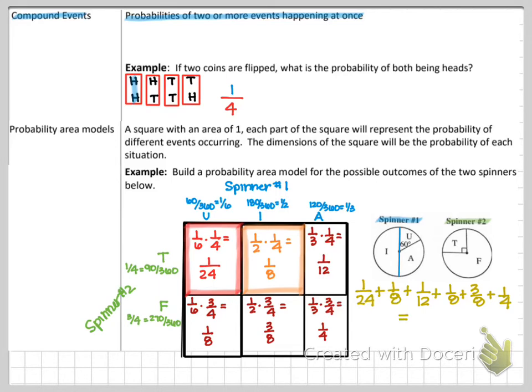This must equal 1, and that's because it represents 100% of all possibilities. So it represents everything. That's basically it. It's not going to be more. It's certainly not going to be less.